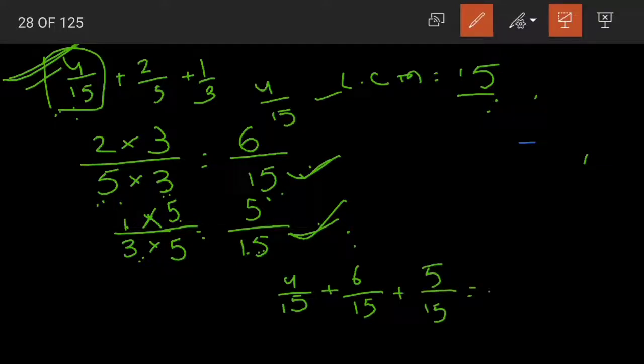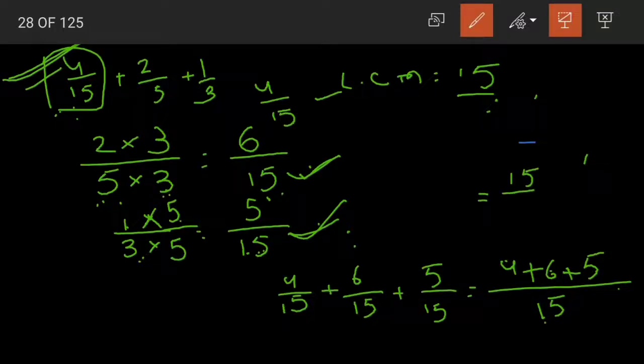Now what should we do? What is our main purpose of converting them into like fractions? We need to add them. Yes. So if we add, all the numerators should be added together. 4 plus 6 plus 5 divided by, should we add the denominators as well? No, we should not add the denominators. We should simply write the common denominator 15. Now what is the sum of the numerators? 4 plus 6 is 10, 10 plus 5 is 15, divided by, again the denominator is 15.